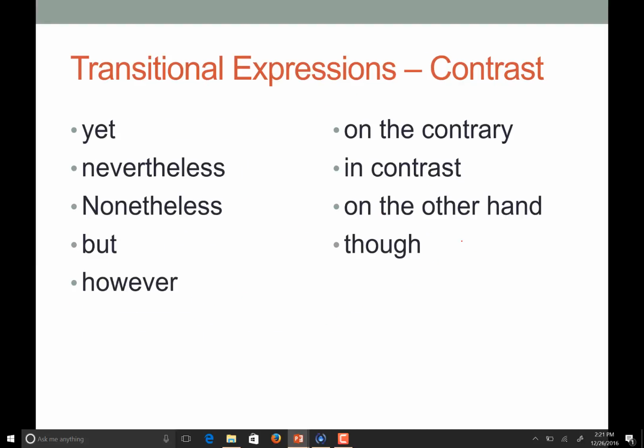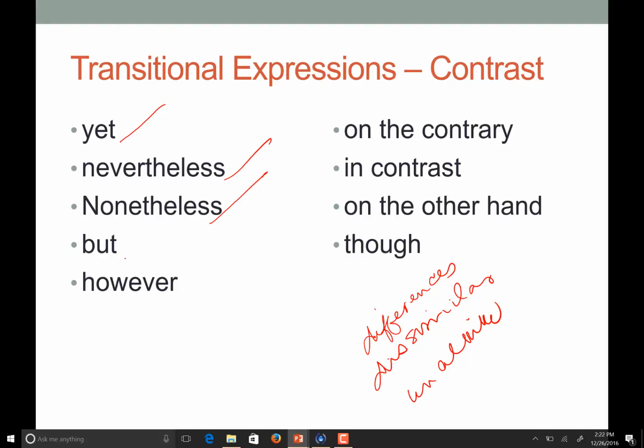In the same way, we use transitional expressions for contrast to show differences. And so some synonyms for this would be differences, dissimilarities, dissimilar, unalike. All right, and transitional expressions: yet, nevertheless, nonetheless, but, however, on the contrary, in contrast, on the other hand, though. These all indicate to your reader that you're talking about the way that these things are different.